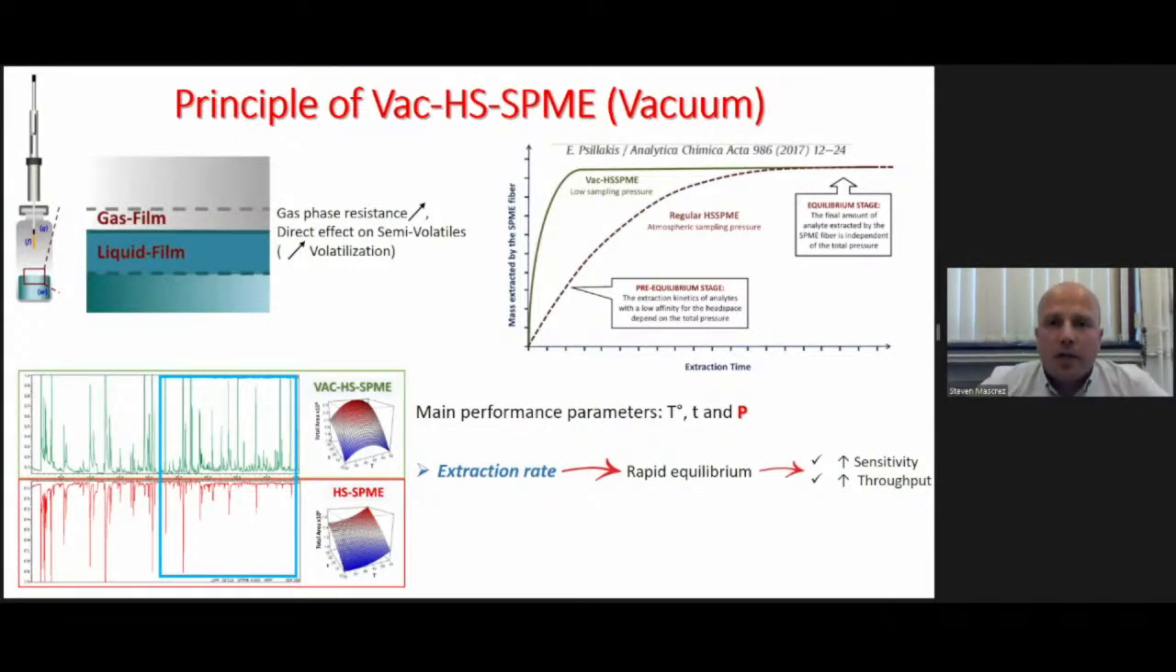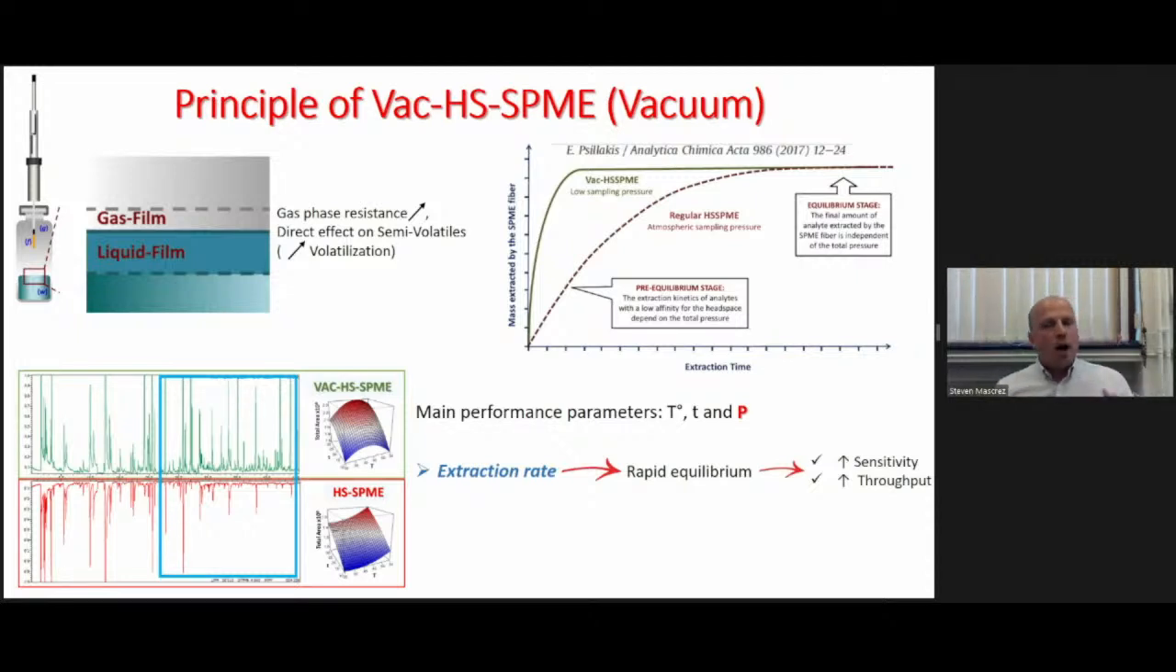First, the vacuum. The goal was to reduce the pressure inside the vial and see the effect that can occur on the sample. If we consider the sample at the interface with two films, gas and liquid, using a reduced pressure will reduce the resistance of the gas phase, and it will have a direct impact on the semi-volatile compounds. The diffusion of these compounds will be facilitated, increasing the volatilization of the semi-volatile compounds. On the right, you can see a graph that represents the kinetics of one extraction.